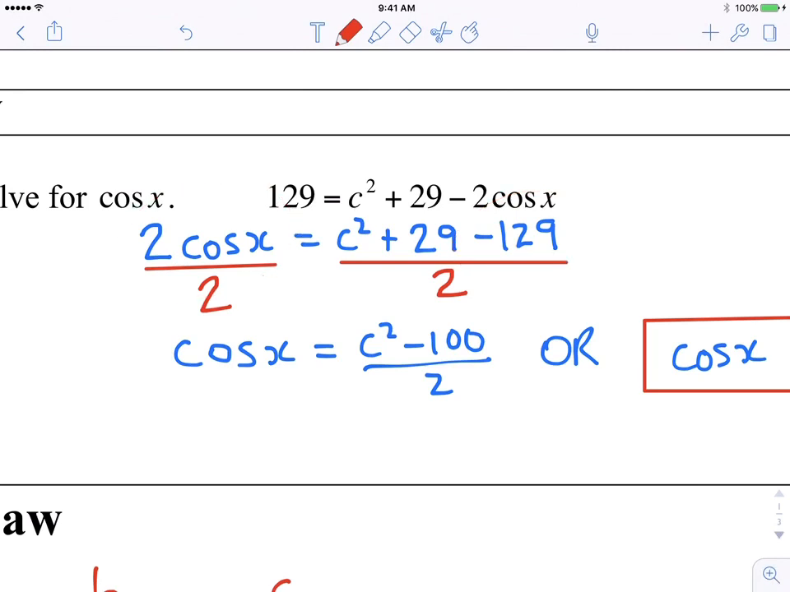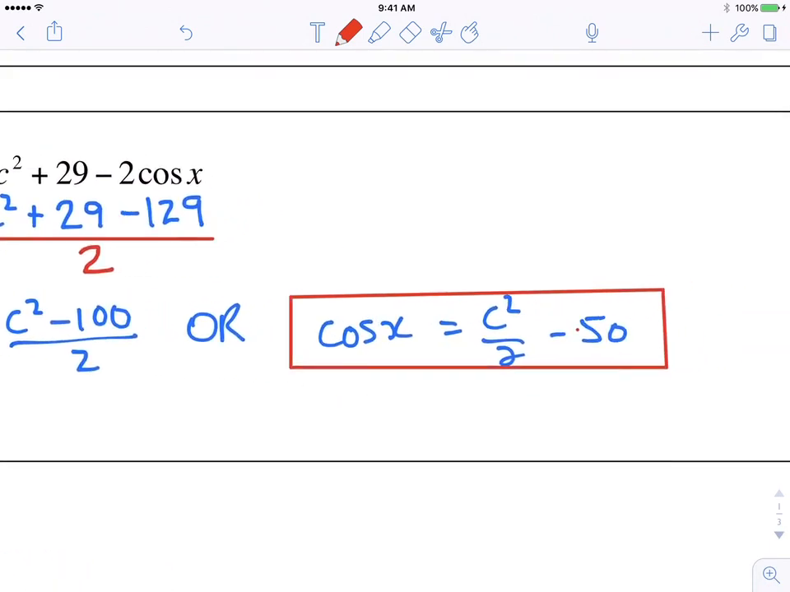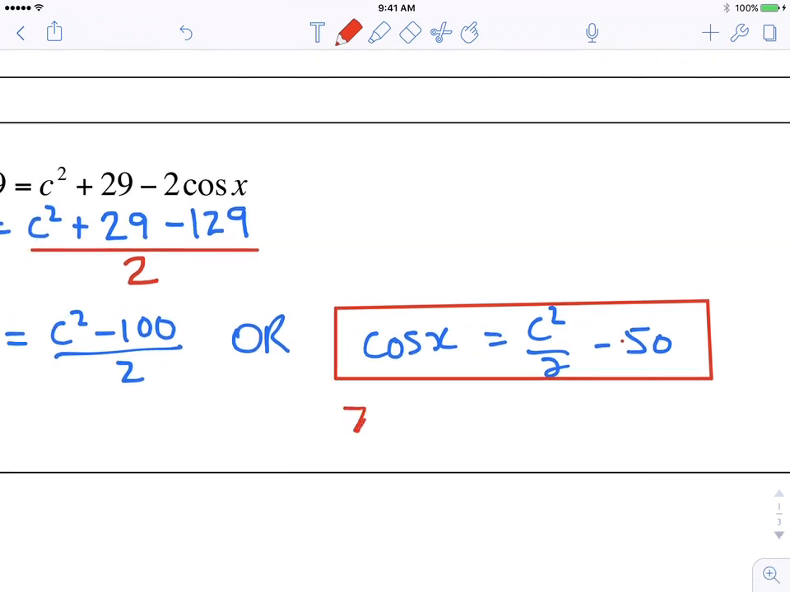Then I divided both sides by 2 because I wanted to isolate the cos x. So I divided both sides by 2, and you end up with c squared minus 100 over 2. But keep in mind the c squared is being divided by 2, and the negative 100 is also being divided by 2. So you can simplify it like that, c squared over 2 minus 50, because as you know, negative 100 divided by 2 is negative 50. And I don't know why there's a red dot there, but you can ignore that.